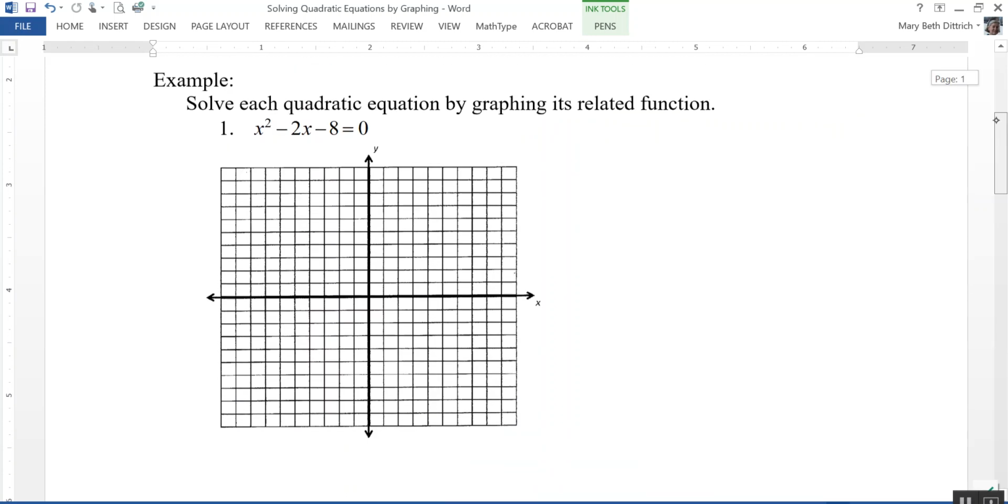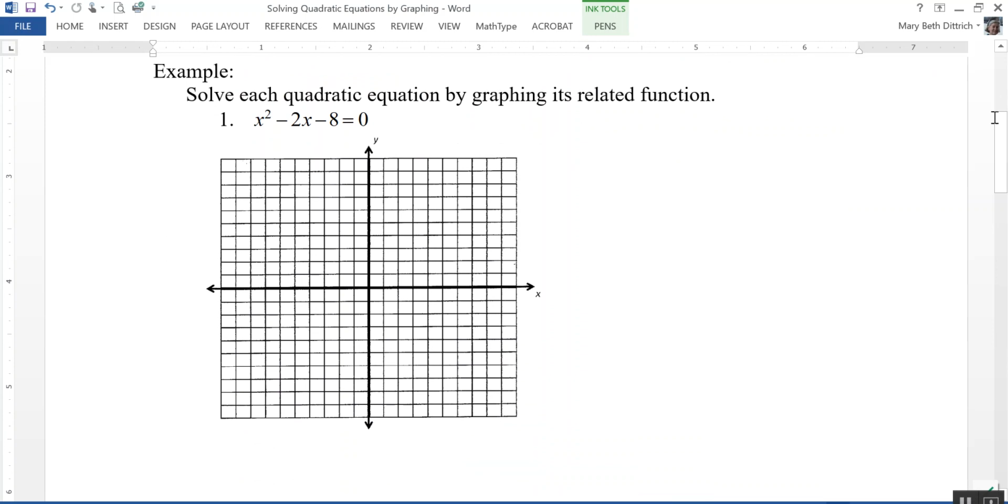So our first one says we need to solve x squared minus 2x minus 8 equals 0. So I'm actually going to graph y, or f of x, is equal to x squared minus 2x minus 8 and find where it crosses the x-axis.